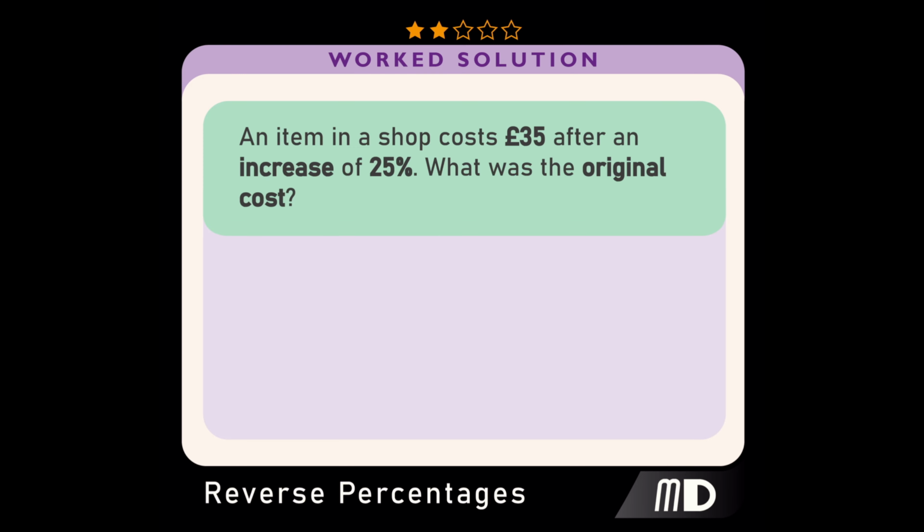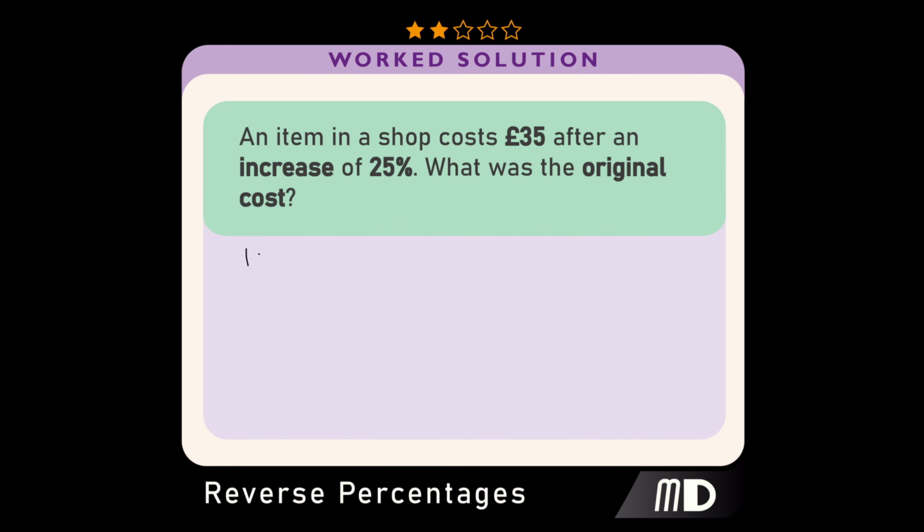So we can't just decrease the new cost by 25%, because 25% of £35 is different to 25% of the original cost. So we have to use a method that involves a decimal multiplier. Let me explain what a decimal multiplier is.